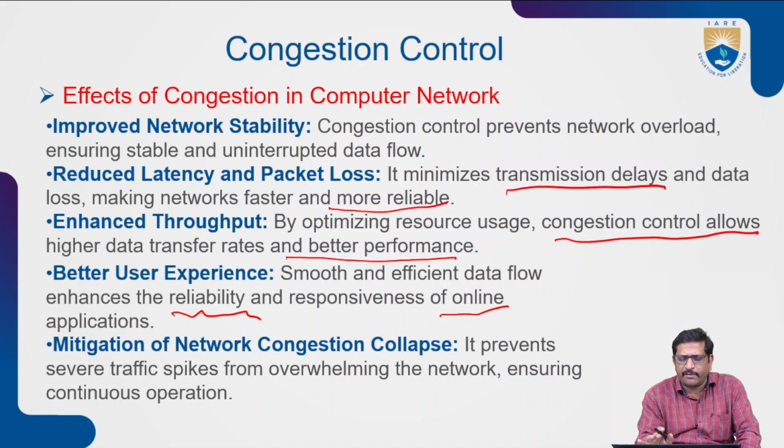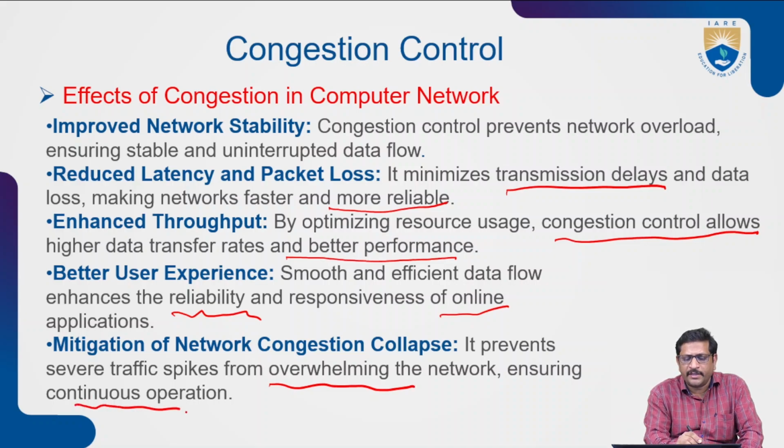It prevents traffic spikes from overloading the networks, which ensures avoiding the collapse. Network congestion collapse is avoided, which supports continuous data transmissions. So that is the mitigation of network congestion collapse.